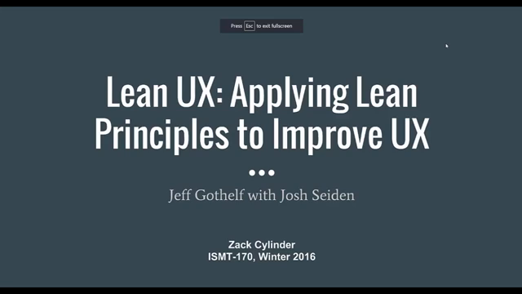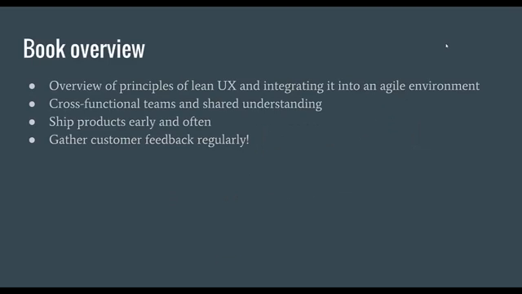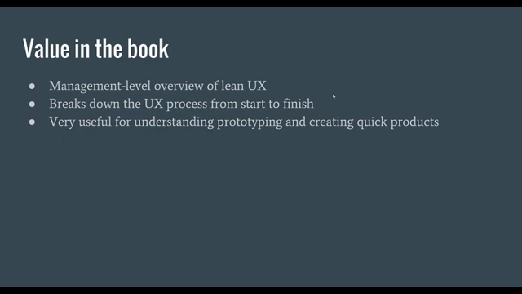So the book I read for my report was Lean UX: Applying Lean Principles to Improve UX. What this book is really about is how UX integrates into an agile management process, understanding the teams that go into that process and how to get them to work together to ship products early and often. So constantly creating prototypes, seeing how customers react to those prototypes and to those early products to create really good versions of the final product.